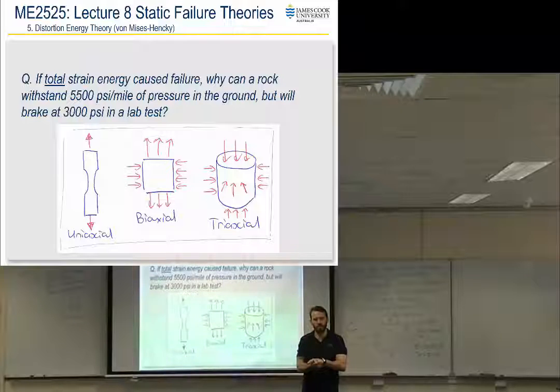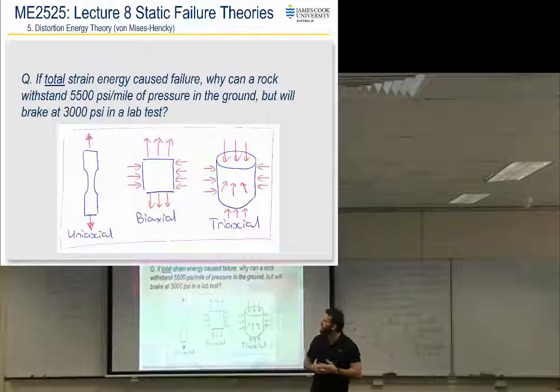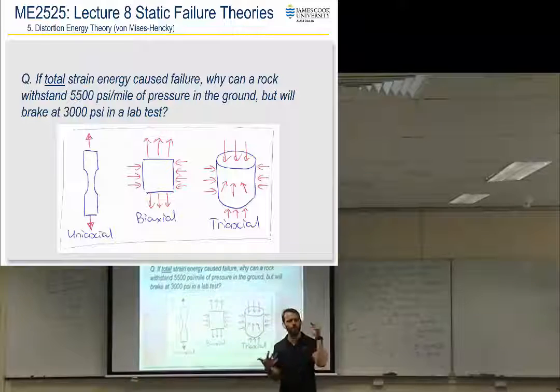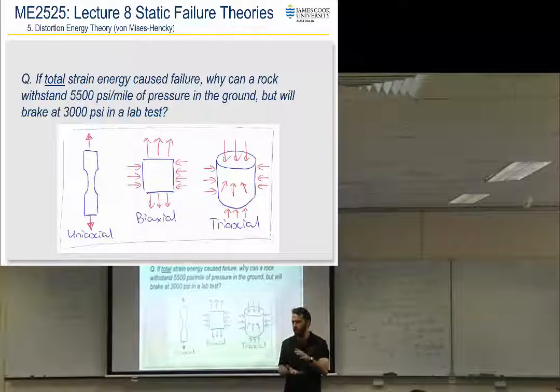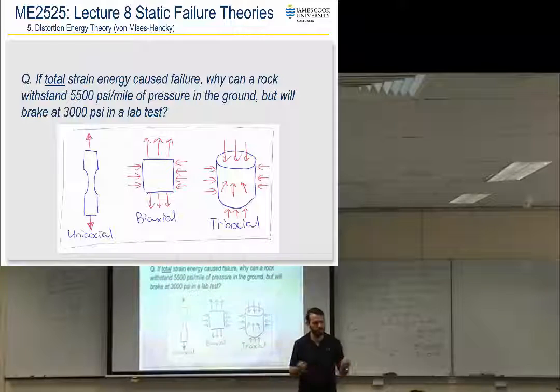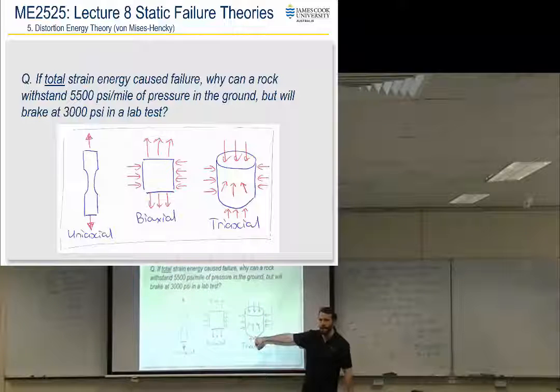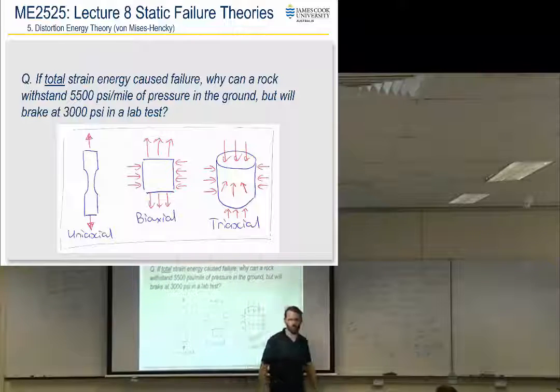Now if I take that same rock, and I put it where rocks live, which is in the ground, that same rock can withstand 5,500 psi of pressure per mile. So if I go 10 miles down, that's 55,000 psi that rock can withstand. Now, by the reasoning that we said, if it's total strain energy causing failure, that rock should be completely crumbled into some sort of a complete mess of granules, right? And we go down there and we dig holes and we get rocks out and they're still rocks and they're not completely failed literally everywhere and disgustingly crumbling, right? They're real rocks. So rocks are able to withstand heaps and heaps of load in triaxial loading, so in all three directions, but as soon as you go biaxial or uniaxial, they're not.